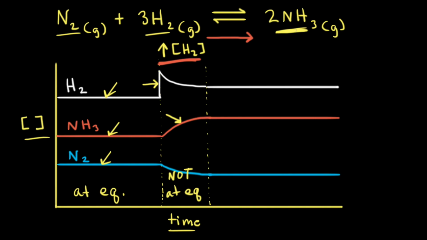And the amount of ammonia increases because nitrogen and hydrogen are reacting to form ammonia. Therefore, the amount of nitrogen and hydrogen will decrease. Here we can see the amount of hydrogen is decreasing, and down here we can see the amount of nitrogen is decreasing. The reaction will continue to go to the right until equilibrium is reestablished. And that happens at this second dotted line here. And we know that because we can see all of these concentrations are now constant. So the reaction has reached equilibrium.